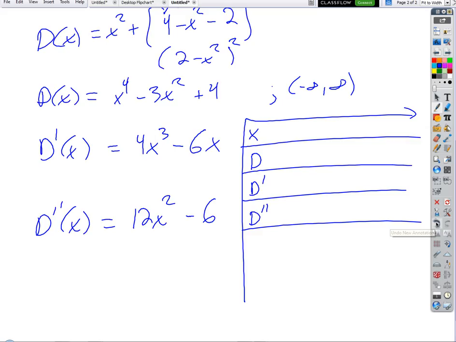What are our critical numbers going to be? Well, there's our first derivative. So what could we do? We could set that equal to 0 and solve. I can divide by 2, and then factor out an x. So I get 2x times, well, actually, hang on. I'll just take out a 2x and not divide by 2. So if I take out 2x, I'm left with 2x squared minus 3. Everybody agree? Okay, so what are my zeros going to be for that?